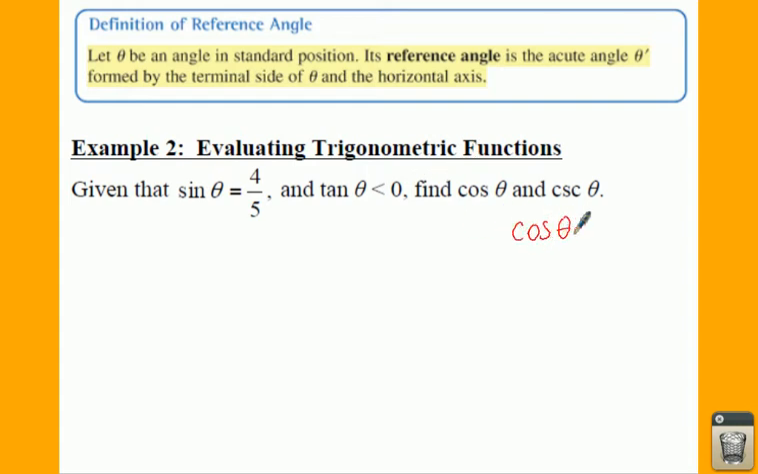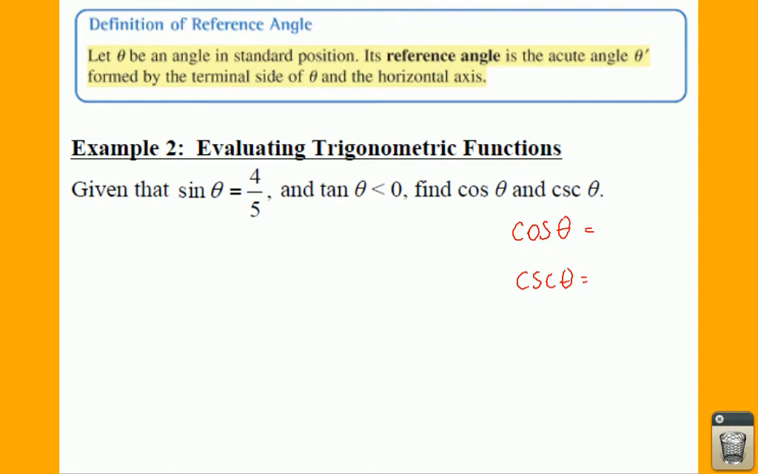So we need to find these. We know cosecant theta is the reciprocal of sine, so we'll be able to find that one pretty easily. What we're going to do is draw a triangle. And if you notice we have a 4/5 here, our other side probably is going to follow our 3, 4, 5. So we're probably going to have a 3 as our other side, but we need to draw a triangle in the correct quadrant.